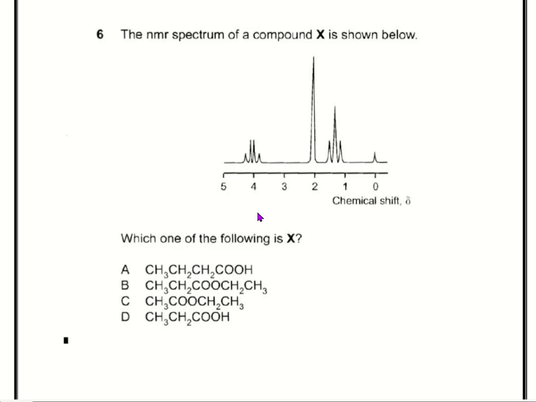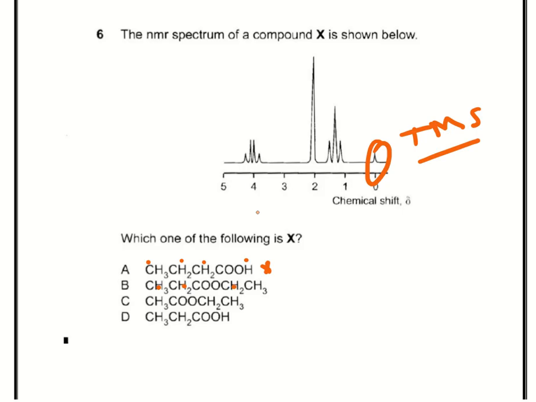The NMR of compound X is shown below. We've got to work it out. Okay, so let's look at the first one. We've got 1, 2, 3, 4 environments in A, so it isn't going to be A. There are 4 peaks here, but remember that peak there is TMS. Okay, let's look at the second one. The second one is an ester, and we have 1, 2, 3, 4 environments again. So it isn't going to be B.